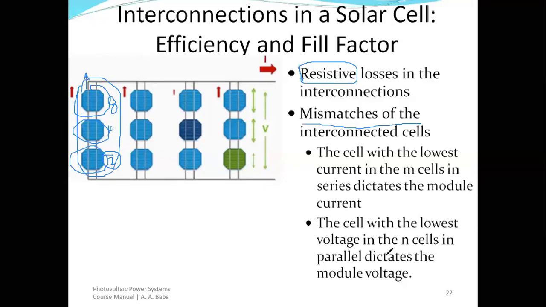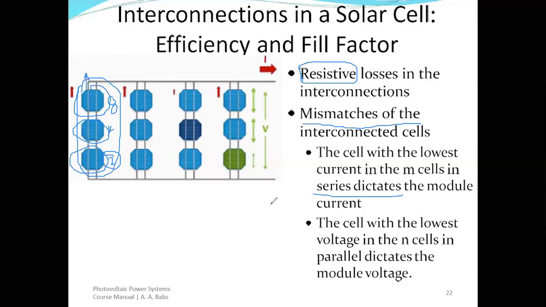The cell with the lowest voltage in the N cells in parallel dictates the module voltage. Okay, so the first explanation I gave you was for the series connection. Now for the parallel connection, the cell that has the lowest voltage will dictate the entire voltage that will be given as the output of the parallel connected solar cells. When you have a parallel connection, the voltages are going to be the same, while the currents are going to be different. When you have a series connection, the voltages are going to be different, but the current is going to be the same.